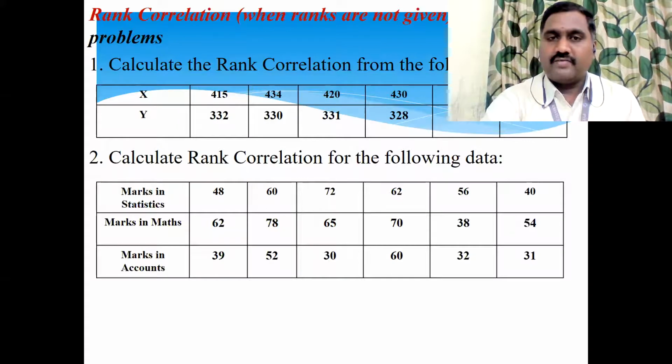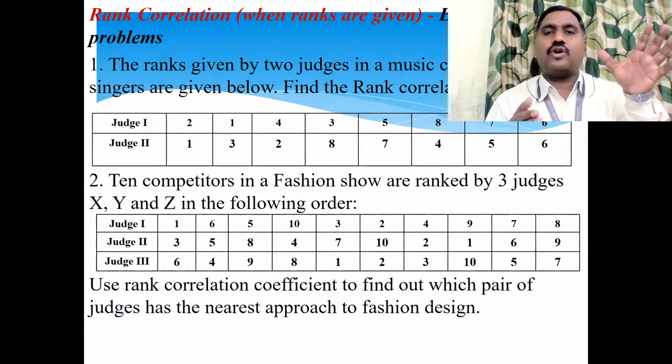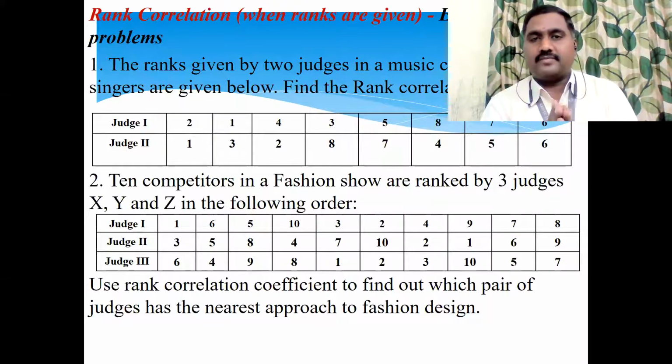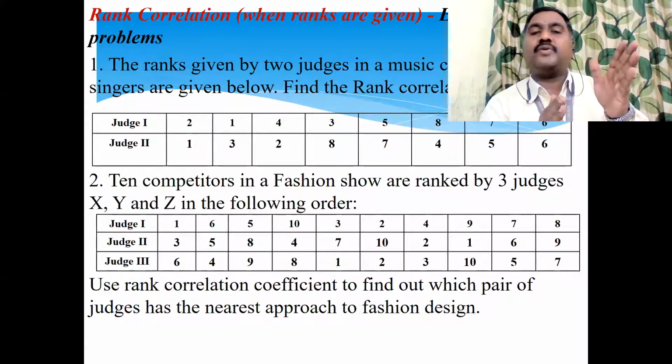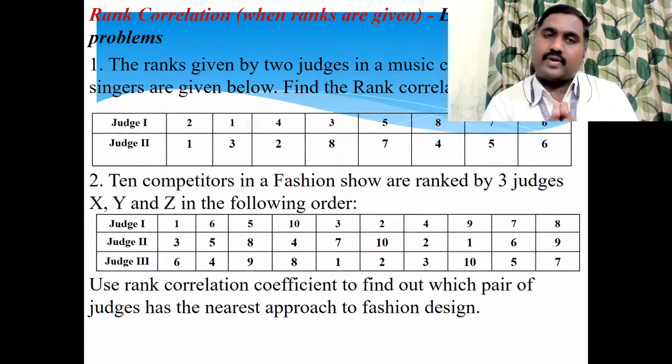Continuing from that, we worked out the second part of the problem, when the ranks are given directly. Here x and y variables are given, judge 1 and judge 2. They didn't give the values, they gave the ranks directly. So the procedure is the same. Only the first two columns you need to delete; you don't have to do anything with them. Just directly take judge 1 as rank 1, judge 2 as rank 2, then find the difference, substitute in the formula and get the R value.